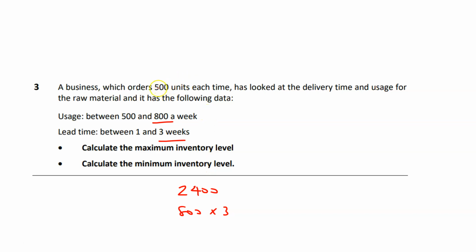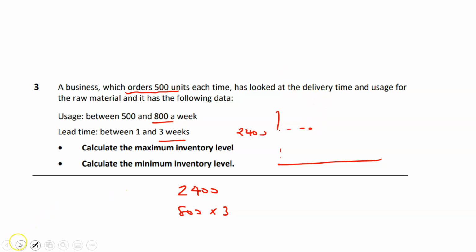And you can see it gives you in the question that currently we are ordering 500 units each time. So our stock levels hit 2,400, and we call the supplier. And we place an order every time for 500 units. Now, the question is asking, calculate the maximum inventory level. So what potential maximum inventory could you end up with in this scenario?